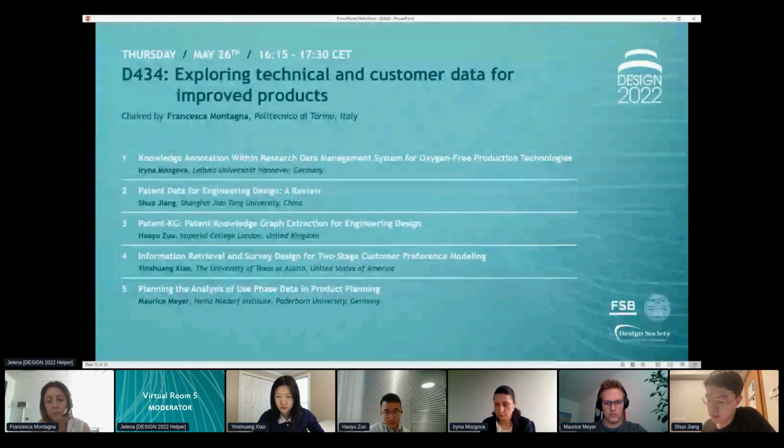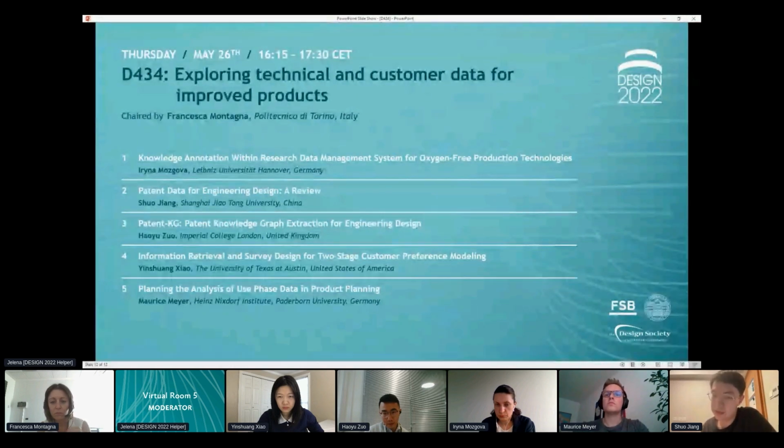Yeah, I think this is a very good question. And I think patent data is more suited for the early stage design, also the conceptual phase. Because patent data contain many design information to assist designers to generate more innovative ideas. For example, Haoyu's patent KG is a very outstanding work and a very good example.